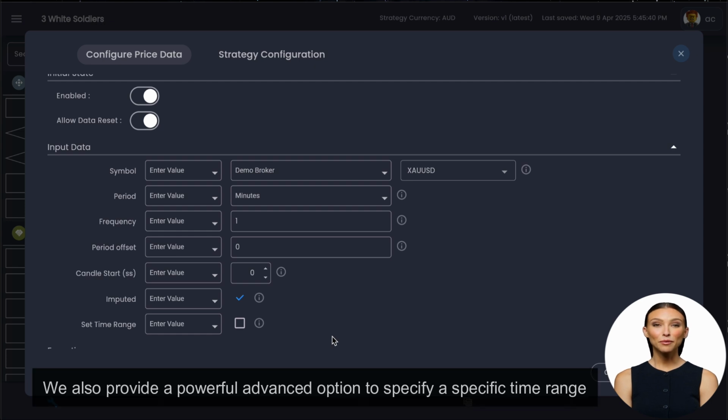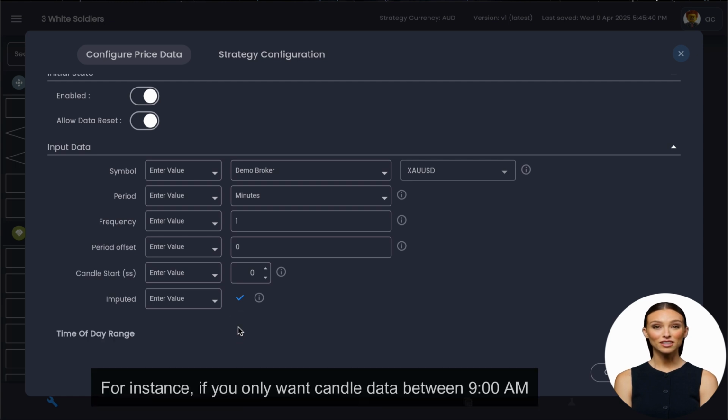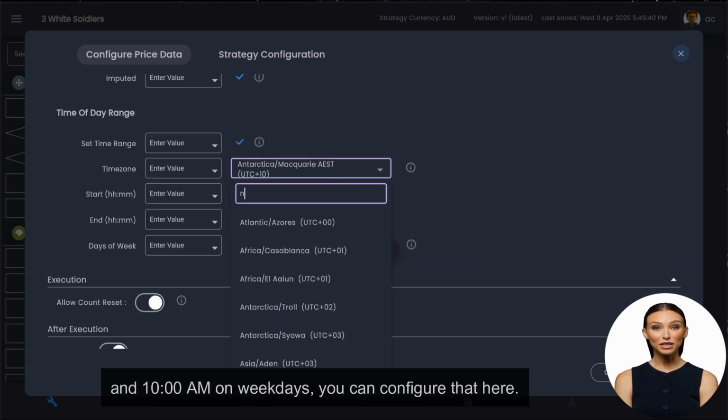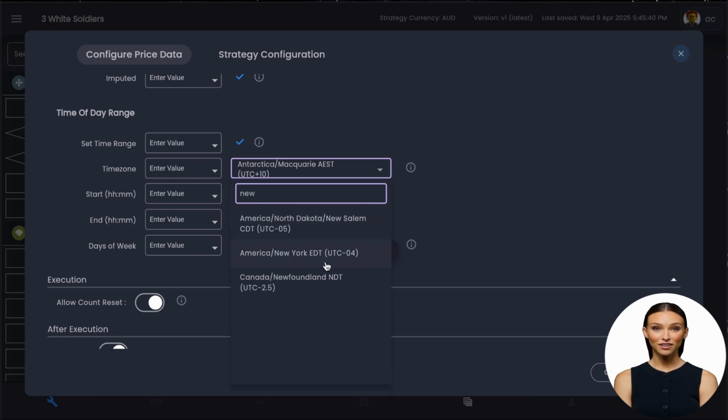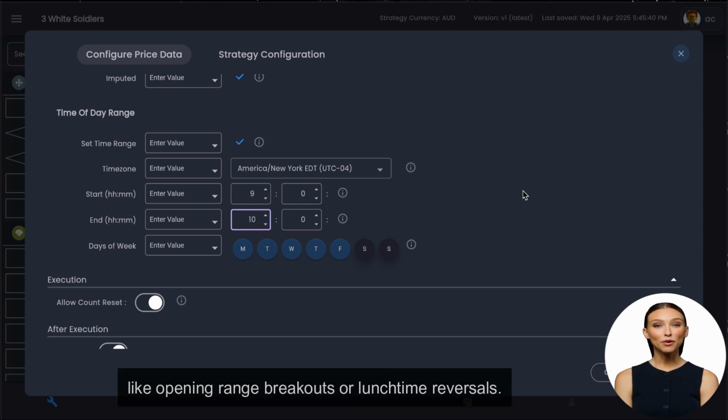We also provide a powerful advanced option to specify a specific time range to generate price data. For instance, if you only want candle data between 9 a.m. and 10 a.m. on weekdays, you can configure that here. This is particularly useful for strategies that are sensitive to intraday volatility windows, like opening range breakouts or lunchtime reversals. For this basic example, we'll leave time range disabled.